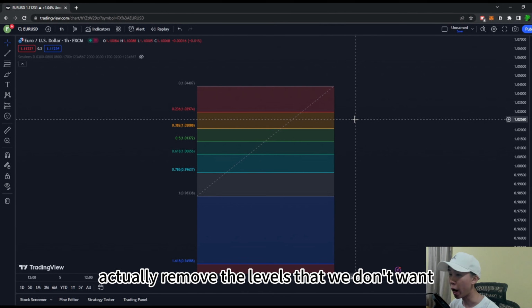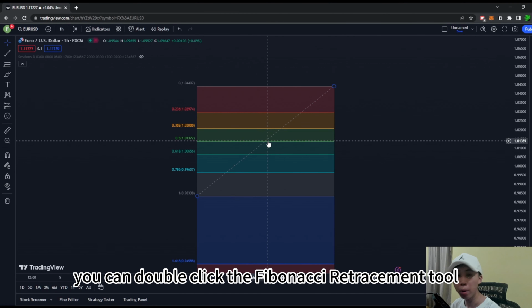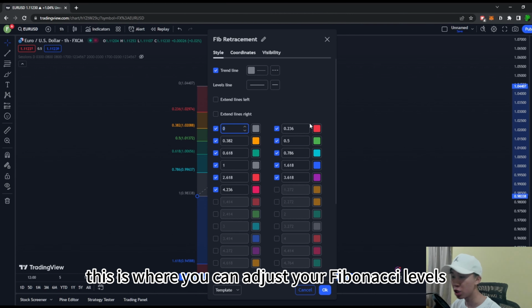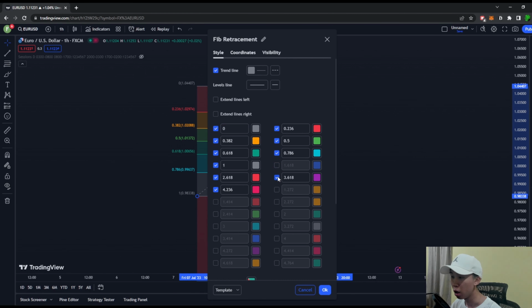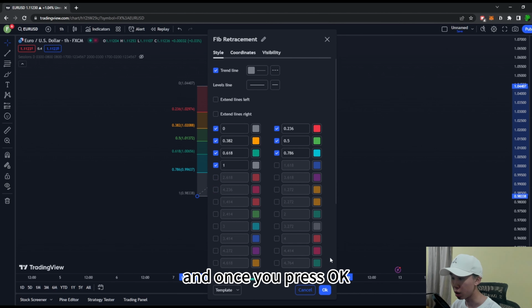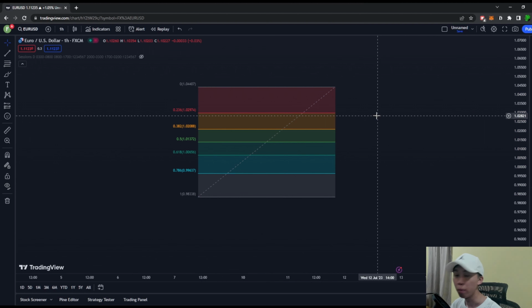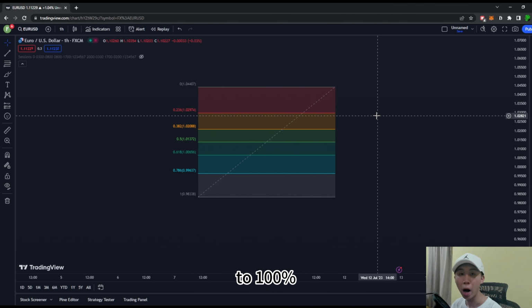So how do we actually remove the levels that we don't want? Firstly, you can double click the Fibonacci retracement tool. This is where you can adjust your Fibonacci levels. We will proceed to remove the 1.618, 3.618, 2.618, 4.236, and once you press OK, this is what you will see with the complete Fibonacci from 0% to 100%.